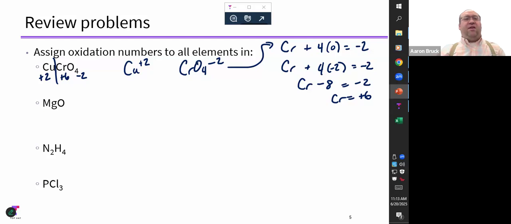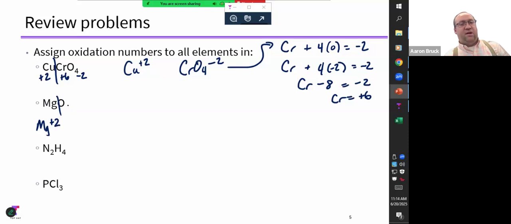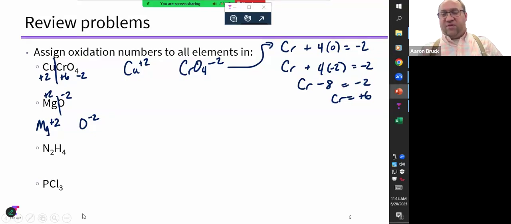We can apply the same kind of logic, the same kind of rules to any ionic compound. So in the case of magnesium oxide, I would just split it apart. I know I have the magnesium ion, which based off of the periodic table, I know is a +2. And I have the oxide ion, which based on the periodic table is a -2. So the oxidation state for magnesium is +2. Oxidation state for the oxygen is -2. That one's relatively simple, straightforward.